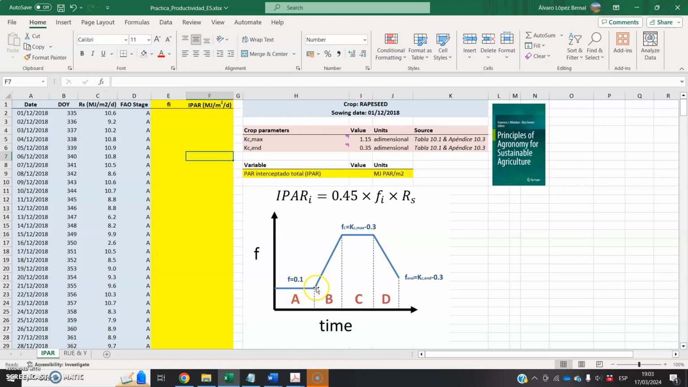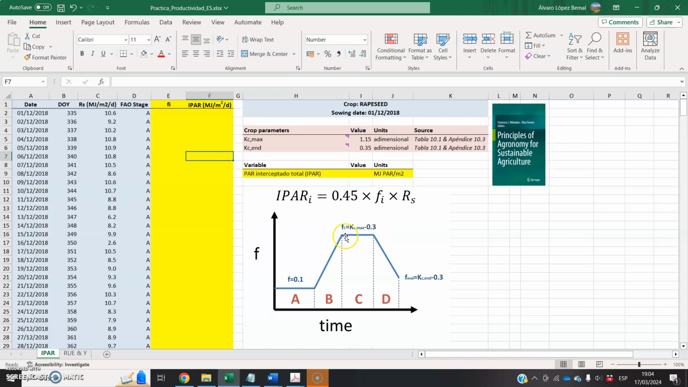During stage A, while the crop is still not covering the soil or covering a small fraction, we will be assuming an average fraction of radiation intercepted by the crop of 10%. Then we have stage B, which corresponds to the stage of rapid growth of the crop until it covers, let's say, 80-90% of the soil, or it is approaching its maximum cover.